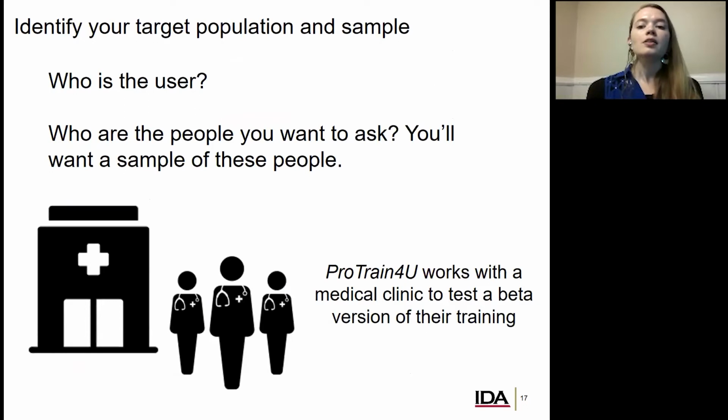Now that we've considered what we're asking about, the third step is to figure out who we're asking. We want to identify our target population and sample. In identifying the target population, we'll need to think about who is the user, whose thoughts about our system or product matter to us. That's the population that we want to sample from. In our case example, ProTrain4u decides to work with a medical care clinic to test a beta version of their training, because this clinic is representative of the kind of facilities that usually employ their training services. So the medical professionals at this site make up our sample of the overall medical professional population.